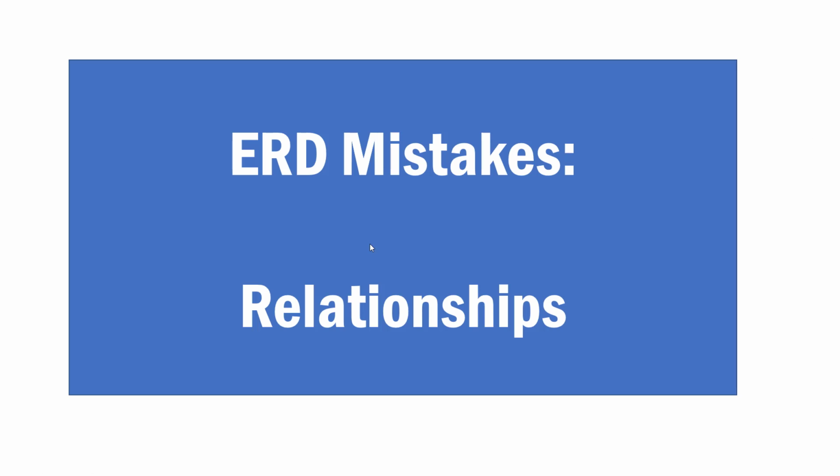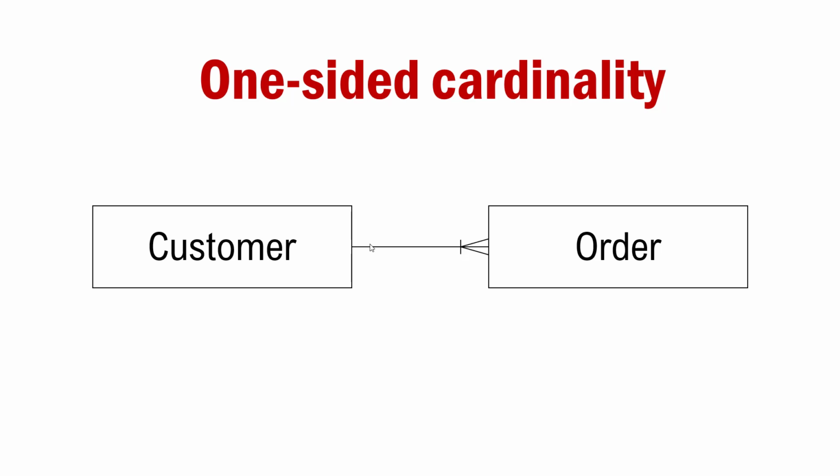Moving along, let's talk about mistakes with relationships. A relationship is how one entity relates to another. What is the link between them? When we learn to draw entity relationship diagrams, and we create those relationships between entities, for example, between customer and order, we assign cardinalities to these relationships. For example, in my case here, a customer can have one or many orders. This is what this notation stands for.